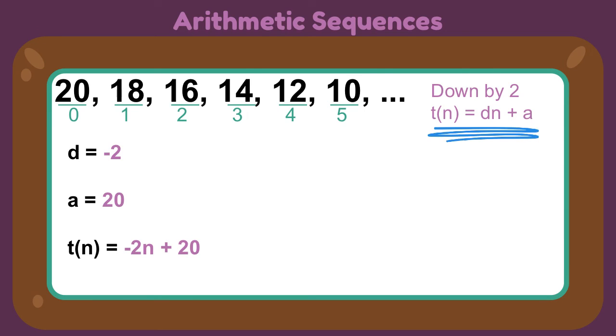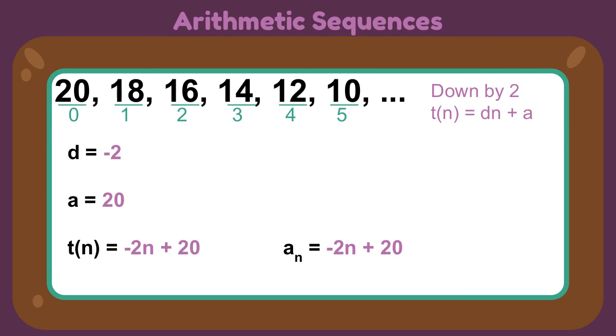Now let's see if we can write the equation. We're just using the equation that we have over here. T of n is equal to our d value, which is -2, times n, plus our a value, which is 20. So our equation is T of n equals -2n plus 20.